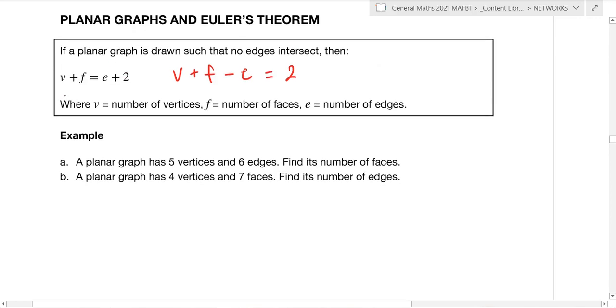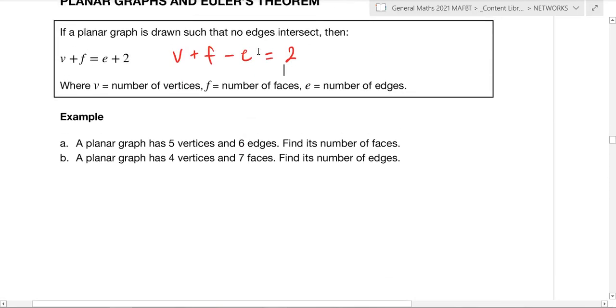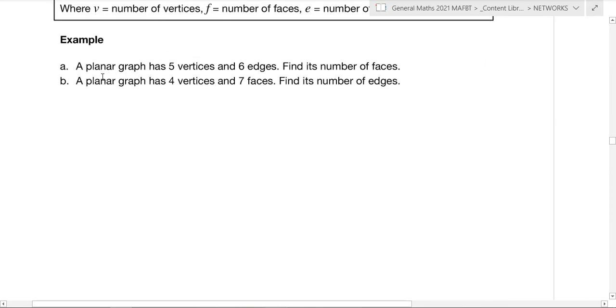What do the letters mean? Well, V just means the number of vertices. F refers to the number of faces. E refers to the number of edges. So what we're going to do in these examples is prove that this formula works, or is true, from these questions.